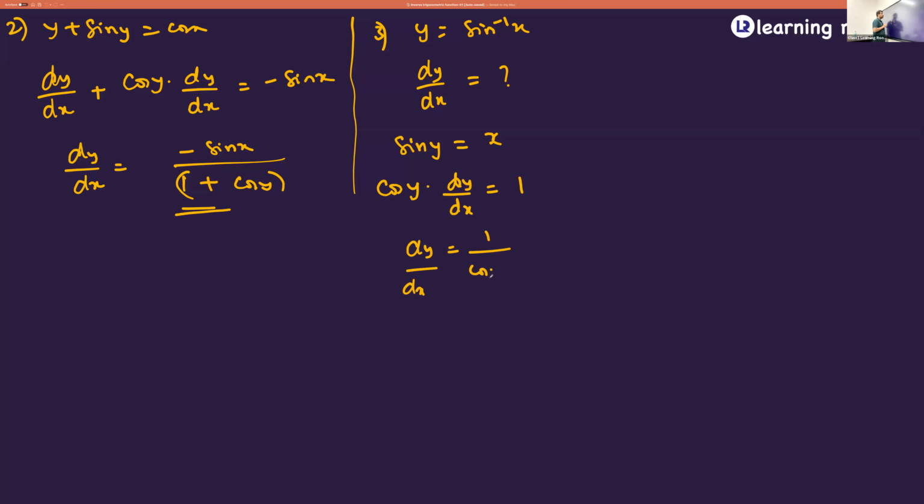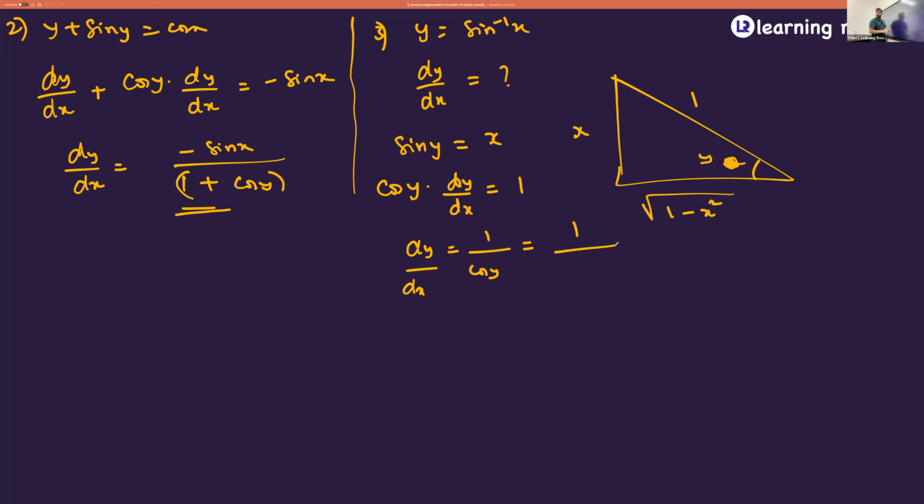1 by cos y. See, if sin y is x, you take this triangle. If this is y, what is sin y? Opposite divided by hypotenuse. So what will cos y be? Root of 1 minus x square divided by 1. So dy by dx is 1 divided by root of 1 minus x square. See, it's very simple. When you know sin y is x, cos y is root of 1 minus x square. You get it using the triangle. Am I clear with this?